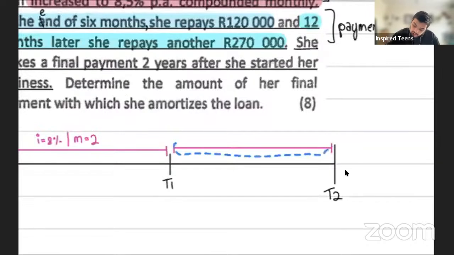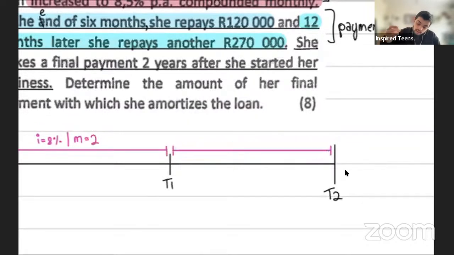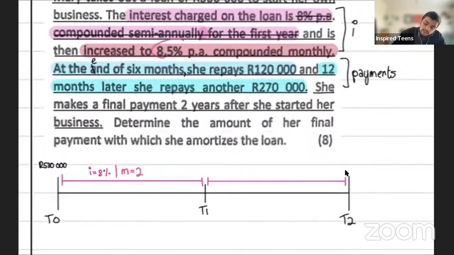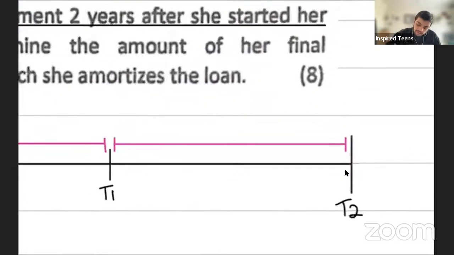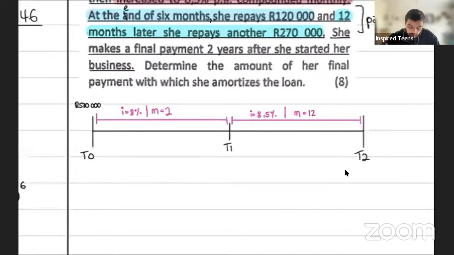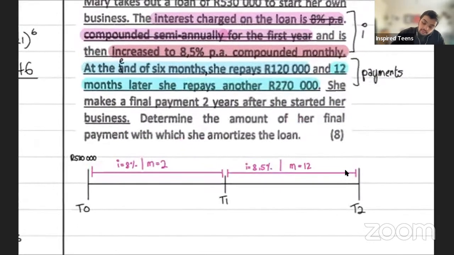Okay, so let's allocate for that. What did the interest rate change to? It changed to 8.5% compounded monthly. So the I is now 8.5% compounded monthly. M is now 12. So 2 changes were made to the interest rate, and we're representing this nicely on our timeline. Initially, I is 8%, M is 2, then this is 8.5%, M is 12. So now we have represented the change at T1 of the interest rates.